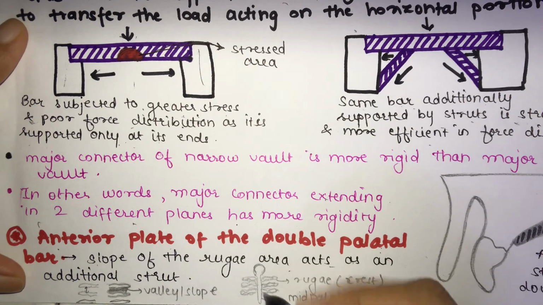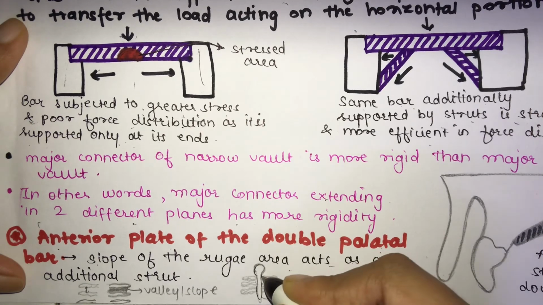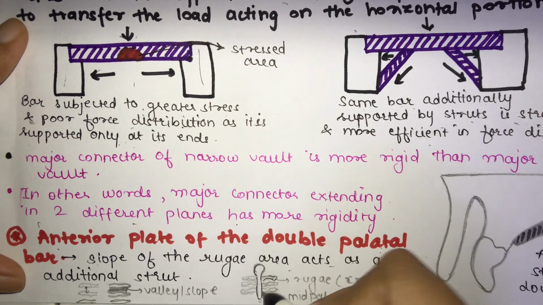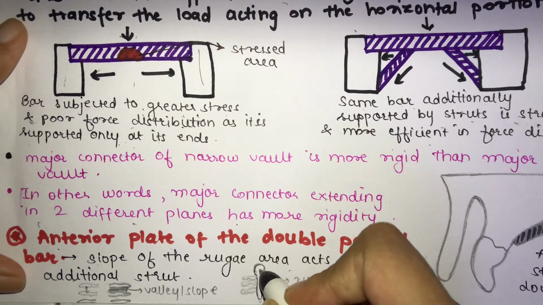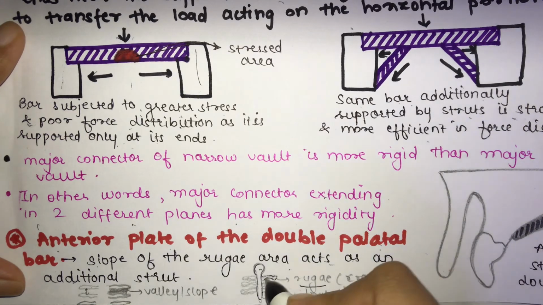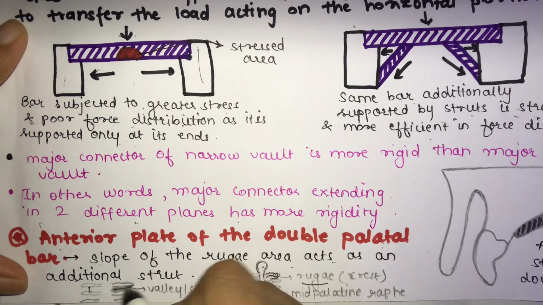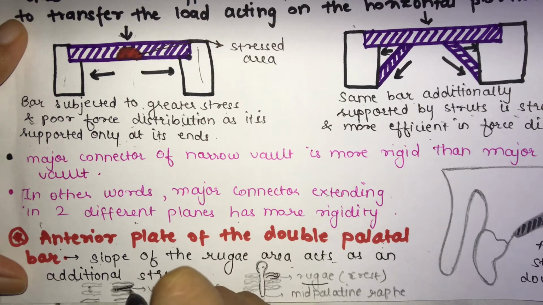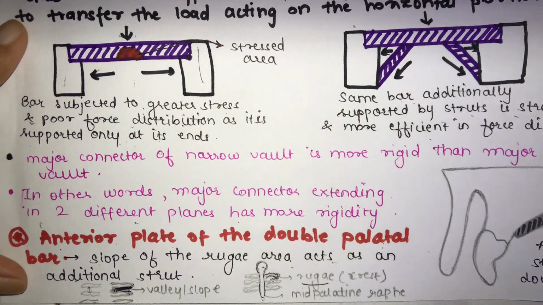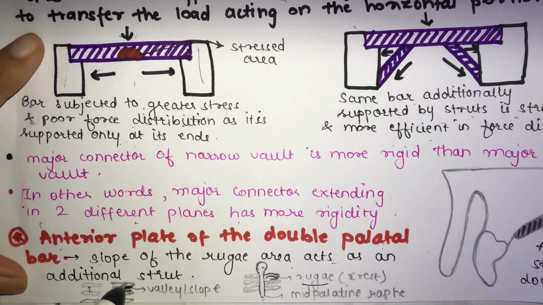We have seen them in complete dentures also. This is the incisive papilla, this is the mid-palatine raphe, and these are the rugae. The mid-palatine raphe acts as a relief area in your complete denture, and the rugae act as a secondary stress bearing area. These folds are the crest, and between two folds is this valley. Your plate should lie on this valley, that is this slope, and not on the crest, because if you construct a denture which lies on the crest, then the stability of the denture is hampered.